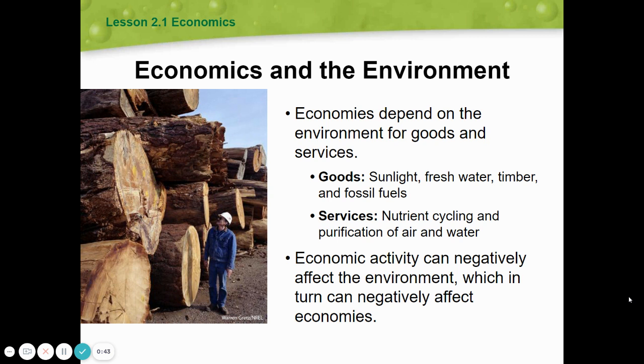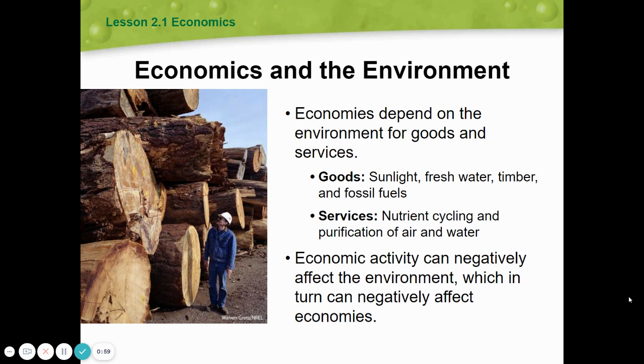Economics in the environment. Economies depend on the environment for goods and services. The goods that we get from the environment include sunlight, fresh water, timber, so we're talking about wood, and we're also talking about fossil fuels.